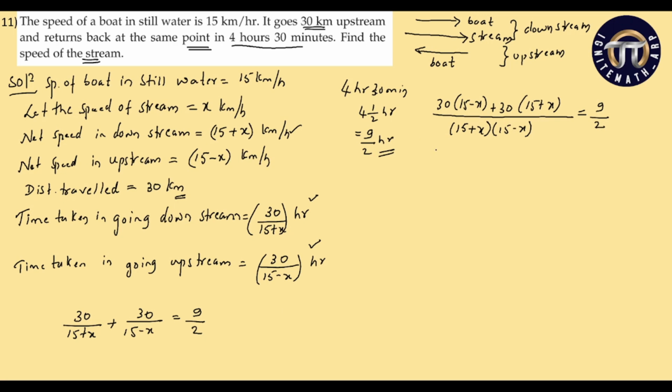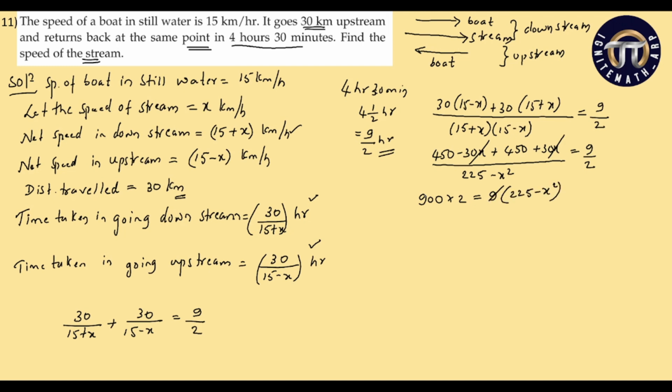So 30 into 15 minus x plus 30 into 15 plus x is equal to 9 by 2. When I remove the bracket, it's going to be 450 minus 30x plus 450 plus 30x divided by the denominator, which looks like a plus b, a minus b. So a square minus b square, 225 minus x square is equal to 9 by 2. So 30x plus and 30x minus will get cancelled. 450 plus 450 is 900. Okay, multiplied by 2 is equal to 9 into 225 minus x square.